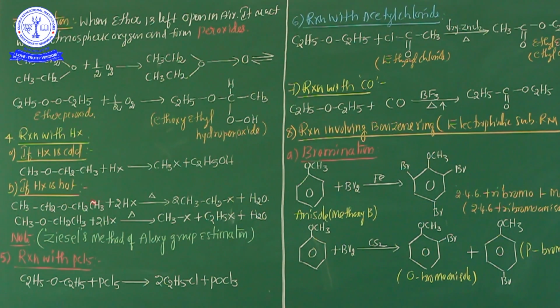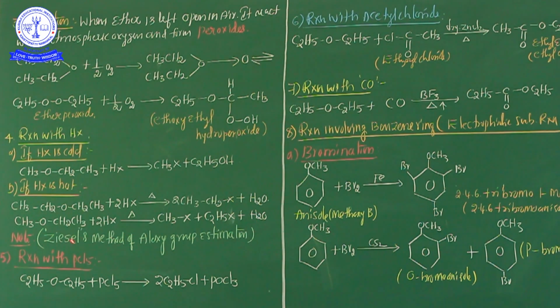The hot condition of the hydrogen halide is very important. Diethyl ether, where both sides are ethyl, is treated with hydrogen halide on heating. On heating, ethyl halide and a water molecule are released. Now ethyl methyl ether treated with hydrogen halide gives methyl halide, ethyl halide, and additionally water.